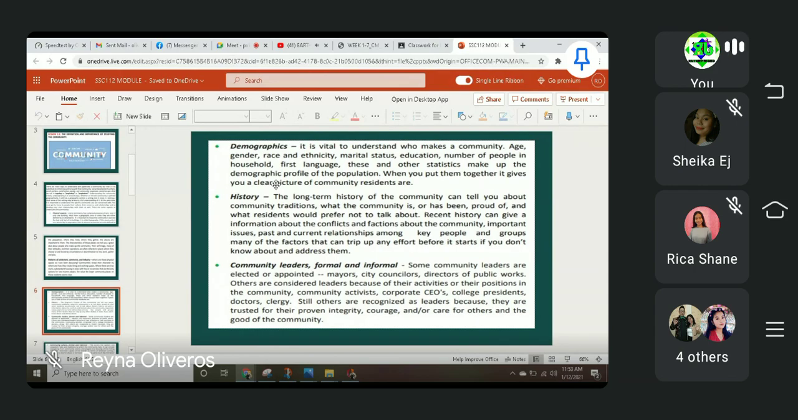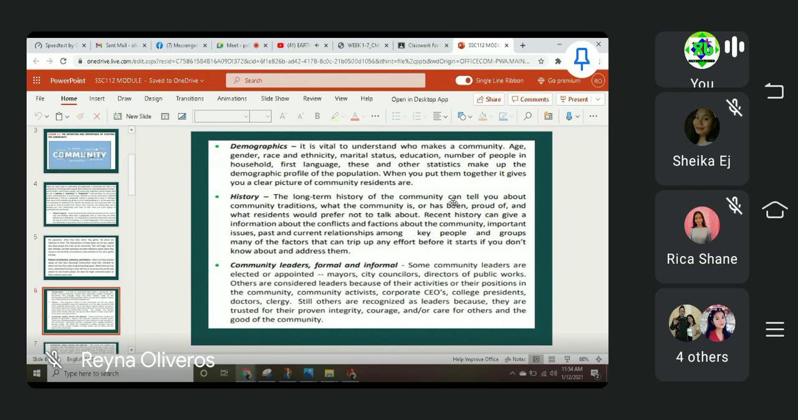'Di ba? Kung ilan yung mga ganitong edad, 'di ba? Ilan na yung mga matatanda, 'di ba? Ilan ang may asawa, 'di ba? Kagaya ng binanggit ni Ma'am kanina, no, sa census, 'di ba? Tinatanong nilang lahat 'yon, no? Para malaman nila kung ilan yung nakatira sa ganitong area, ilan ang senior citizen, 'di ba? So, when you put them together, it gives you a clear picture of community residents. Pag pinagsama-sama mo daw lahat ng 'yan, yung nakabase sa demographic.